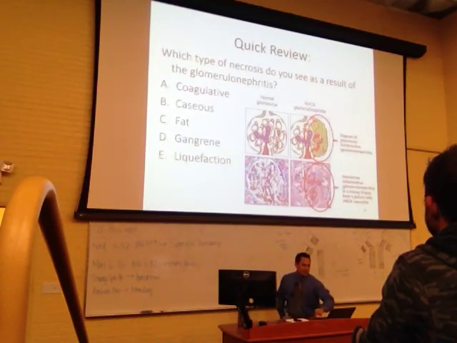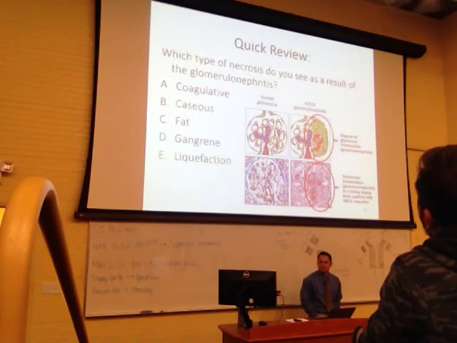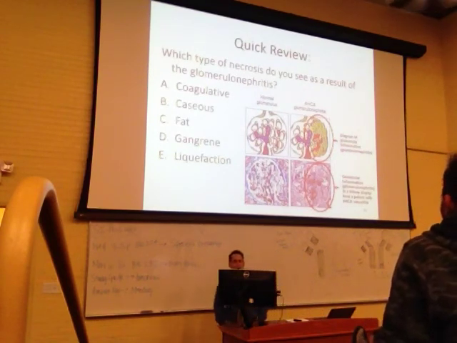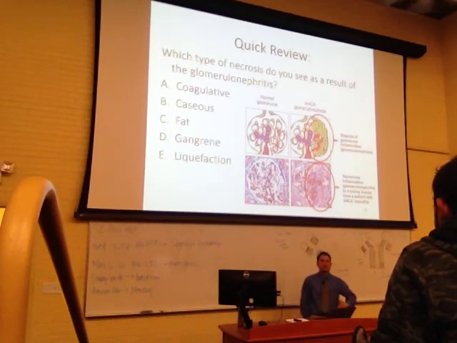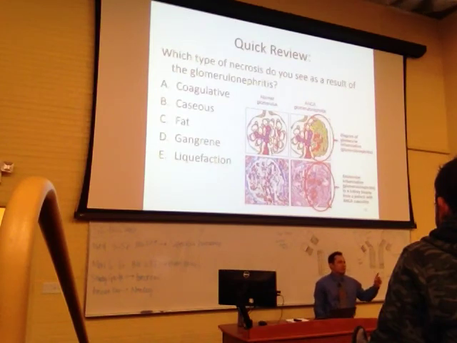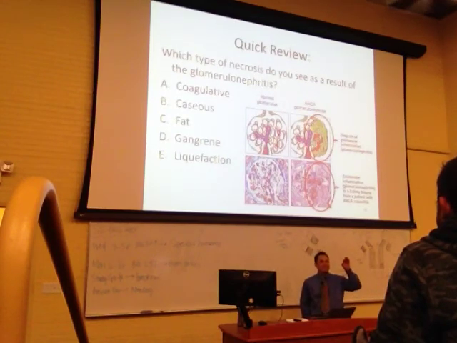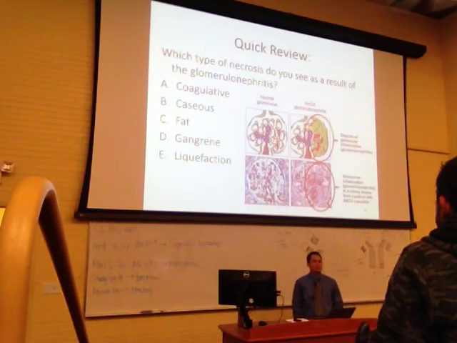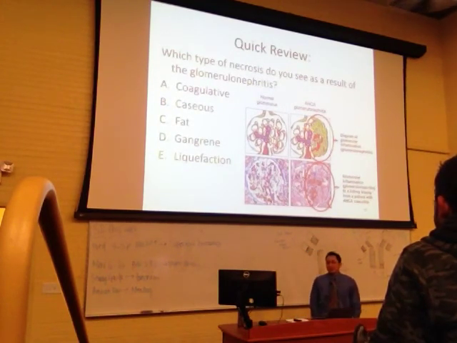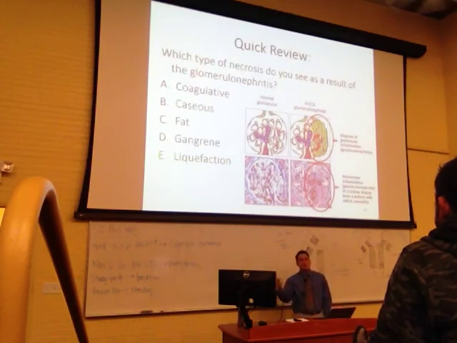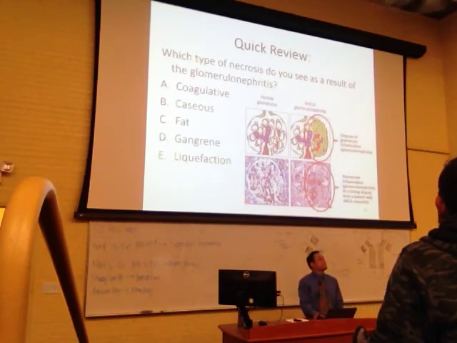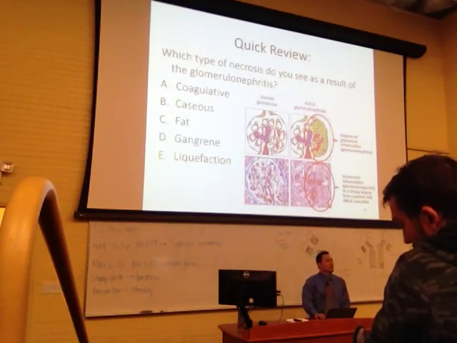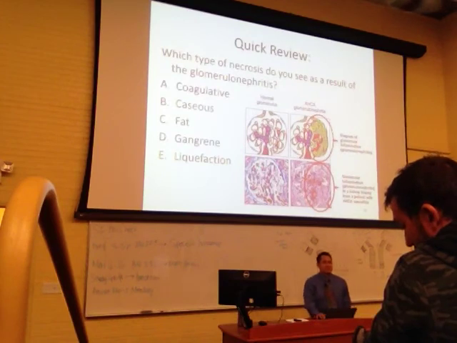Okay, another review. Which type of necrosis do you see as a result of glomerulonephritis? Now, we didn't cover glomerulonephritis yet because we haven't covered renal. But what is glomerulonephritis attacking? What organ? Kidney. And so, because you know what organ it is, is it coagulative, caseous, fat, gangrenous, or liquefaction? What is it? Coagulative. Why is it coagulative? Pardon? Because it is? That's the type of necrosis.